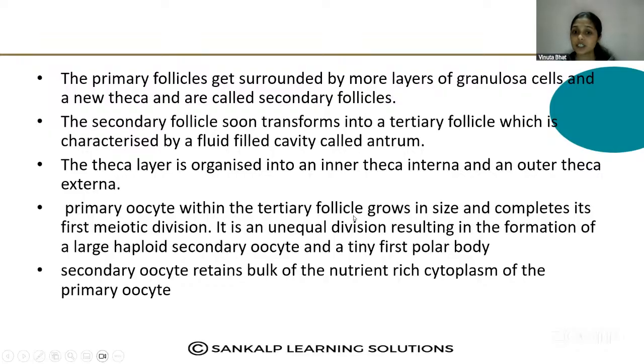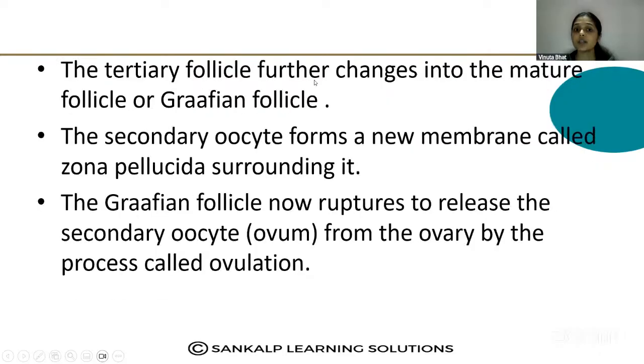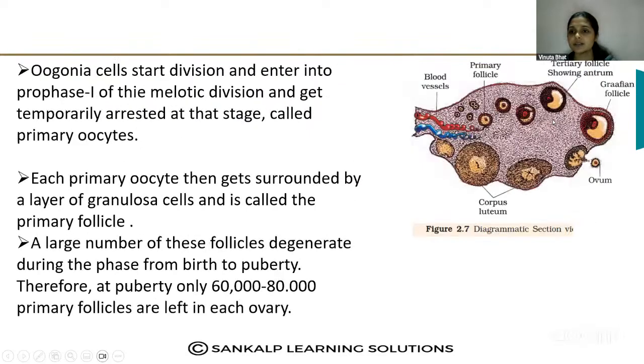Within the tertiary follicle, the oocyte grows in size and completes the first meiotic division and forms the secondary oocyte. The secondary oocyte retains the bulk of the nutrient-rich cytoplasm of the oocyte, and the tertiary follicle further changes into the mature Graafian follicle, which contains the secondary oocyte.